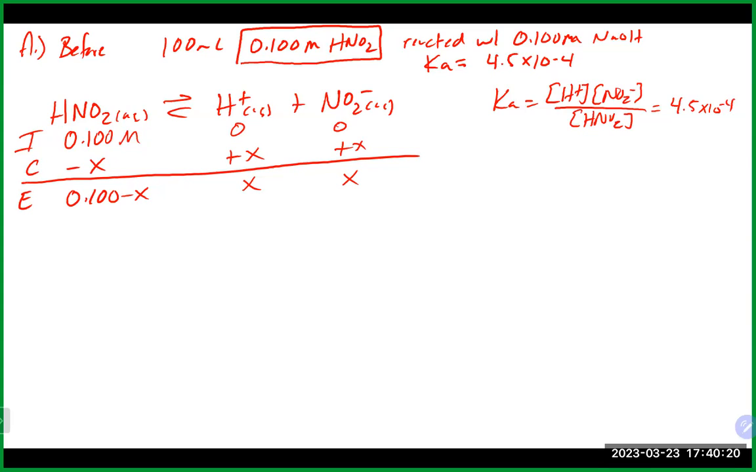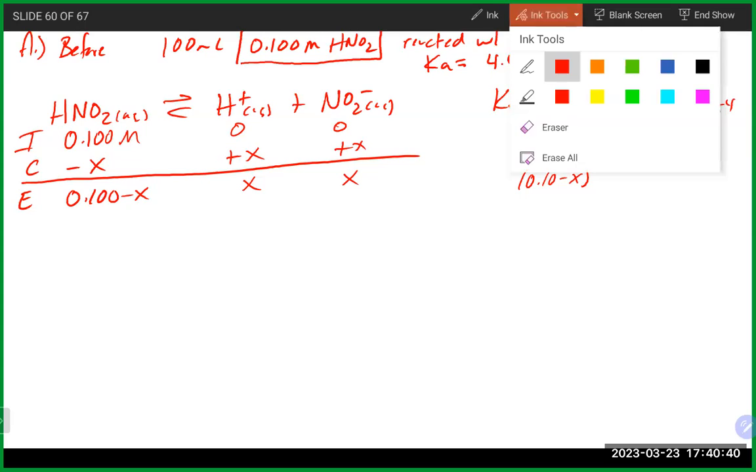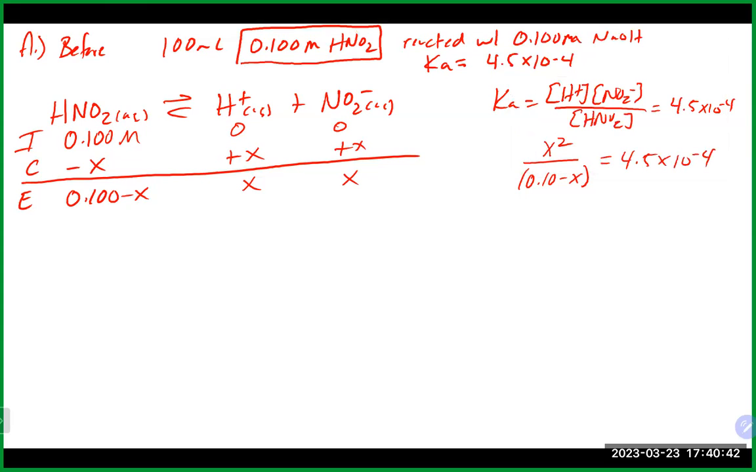So like normal at this point, what we're going to do is take our equilibrium line and stick it into our expression. And we've got X squared divided by 0.1 minus X equals 4.5 times 10 to the minus 4. Now, it is a small value of K, so we can make the assumption here that X is small compared to 0.1, so 0.1 minus X is approximately 0.1.